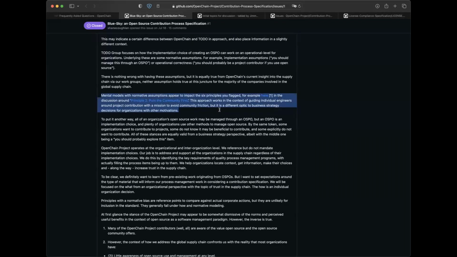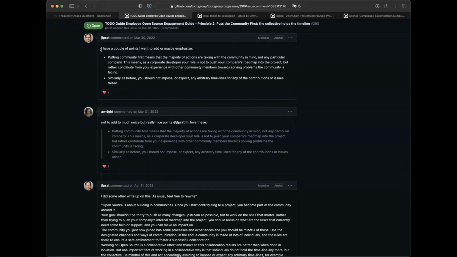I wanted to flag one. There was something in the To-Do group material that looked pretty normative. This example, I'm flagging, was saying put the community first. As a corporate developer, your role is not to push your company's roadmap onto a project, but contribute from your experience with other community members towards solving the problems the community is facing. That is not a bad idea, but it is a normative idea. It's saying your contribution should have this motivation.